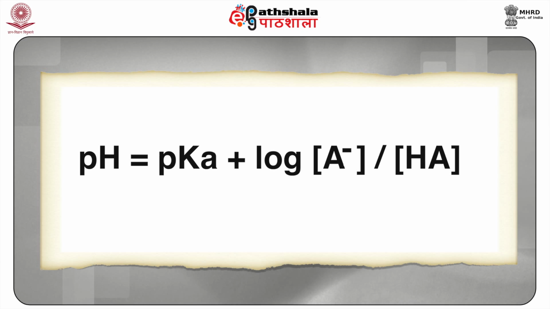Now students, if you remember, the Henderson-Hasselbalch equation is pH equals pKa plus log of the concentration of the anion divided by the concentration of the acid. Now students, by plotting a graph between absorbance versus wavelength at different pH values, the ratio of the concentration of the anion compared to the acid can be determined, and hence the pKa value of the compound can be calculated.